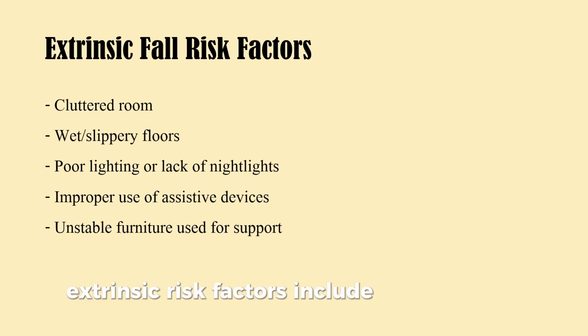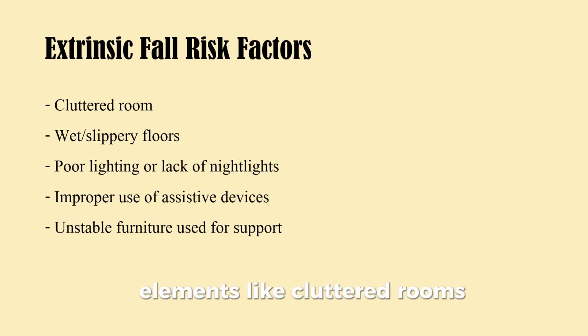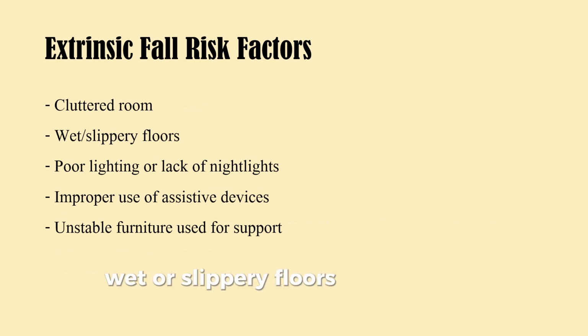Extrinsic risk factors include environmental elements like cluttered rooms, wet or slippery floors, inadequate or missing lighting, especially nightlights, improper use of assistive devices, and reliance on unstable furniture for support.